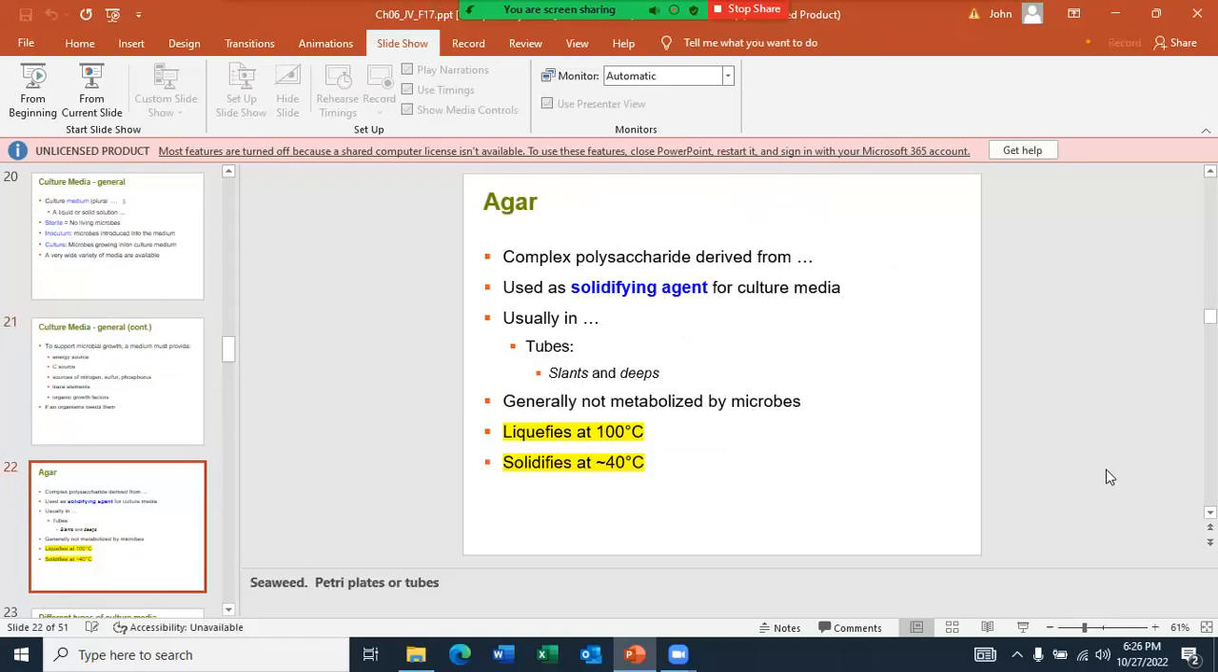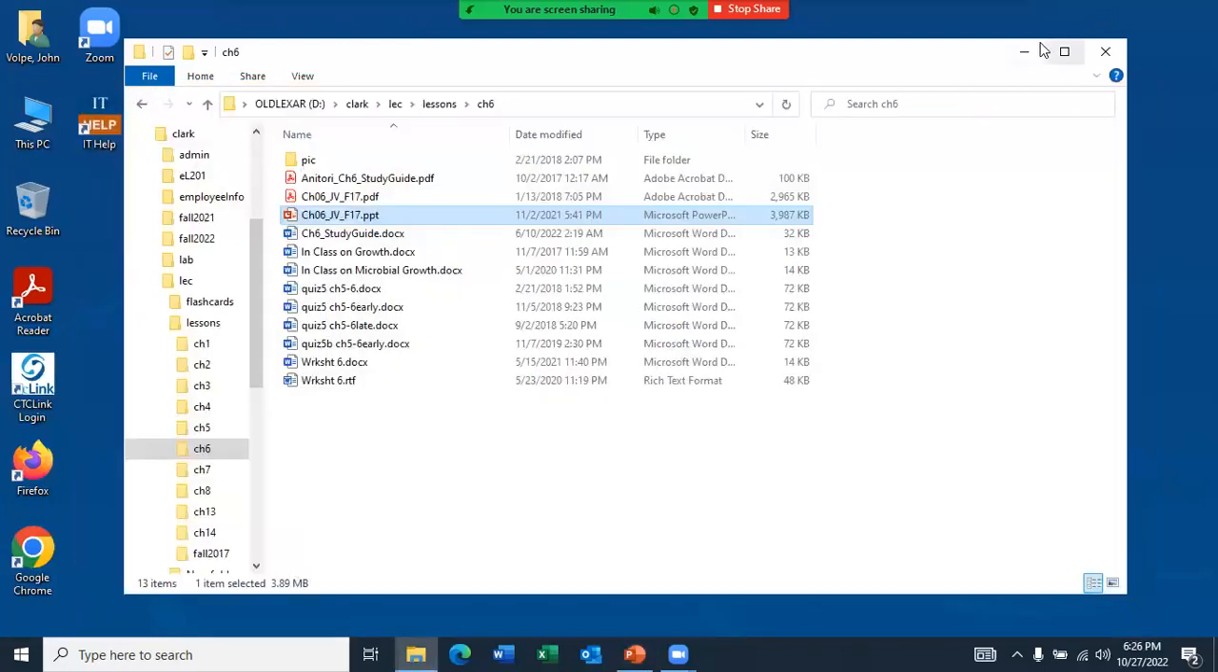Agar is a complex polysaccharide derived from seaweed, and we primarily use it as a solidifying agent for our culture media. Agars are almost always in plates, meaning if you have a plate, it's almost always going to have agar in it. And they're also used in tubes. I think I've explained this before. We have two types of tubes.